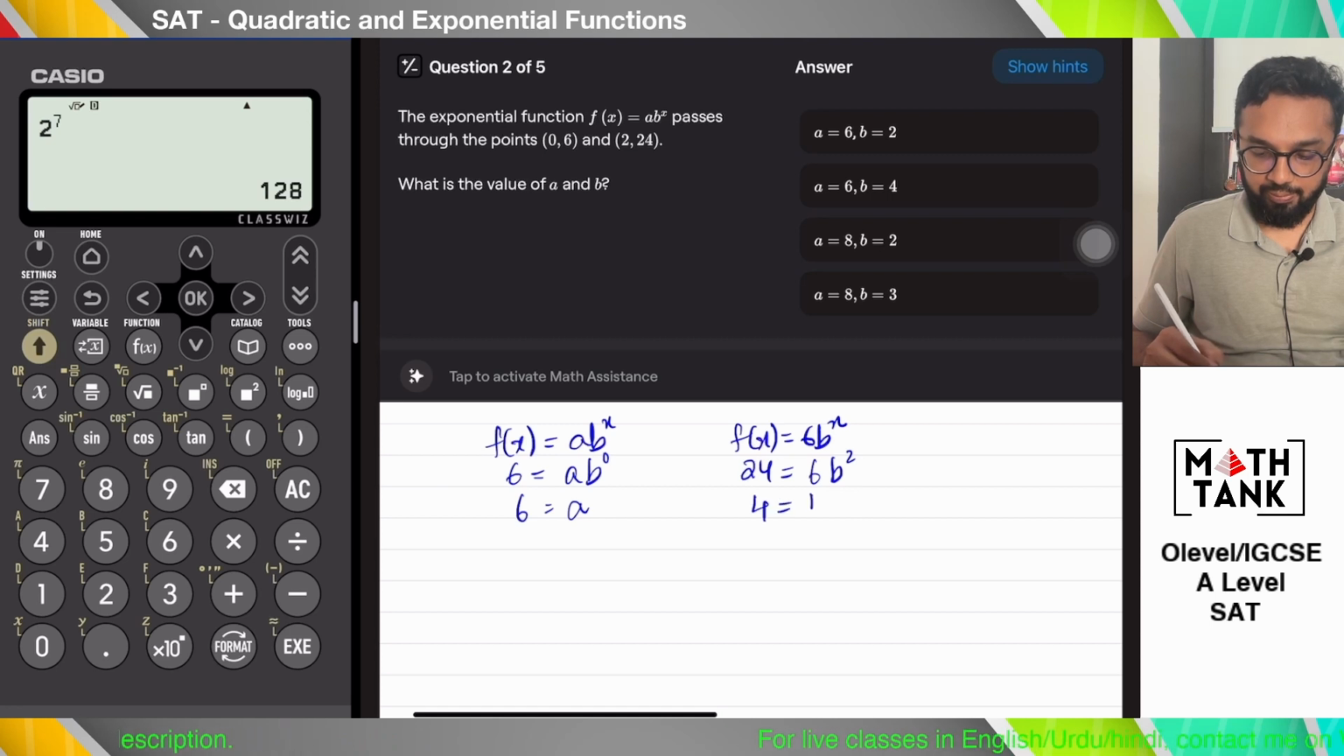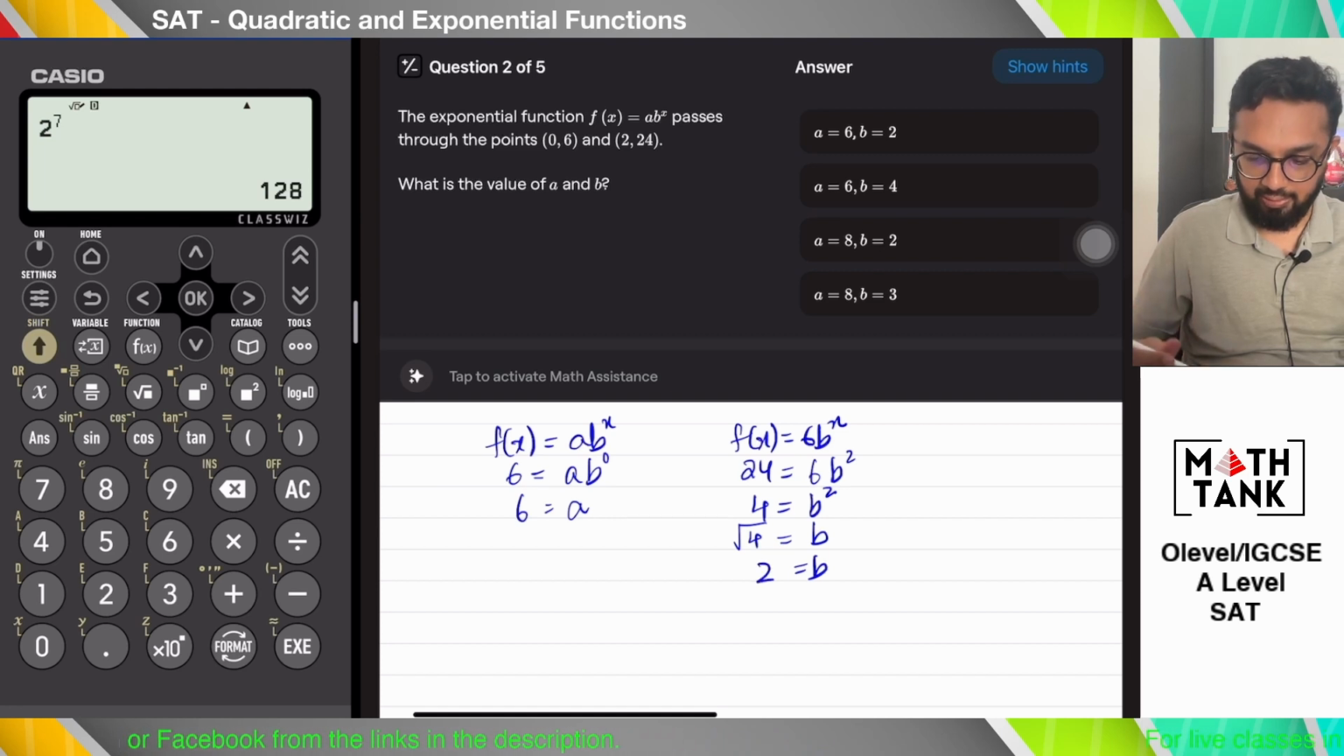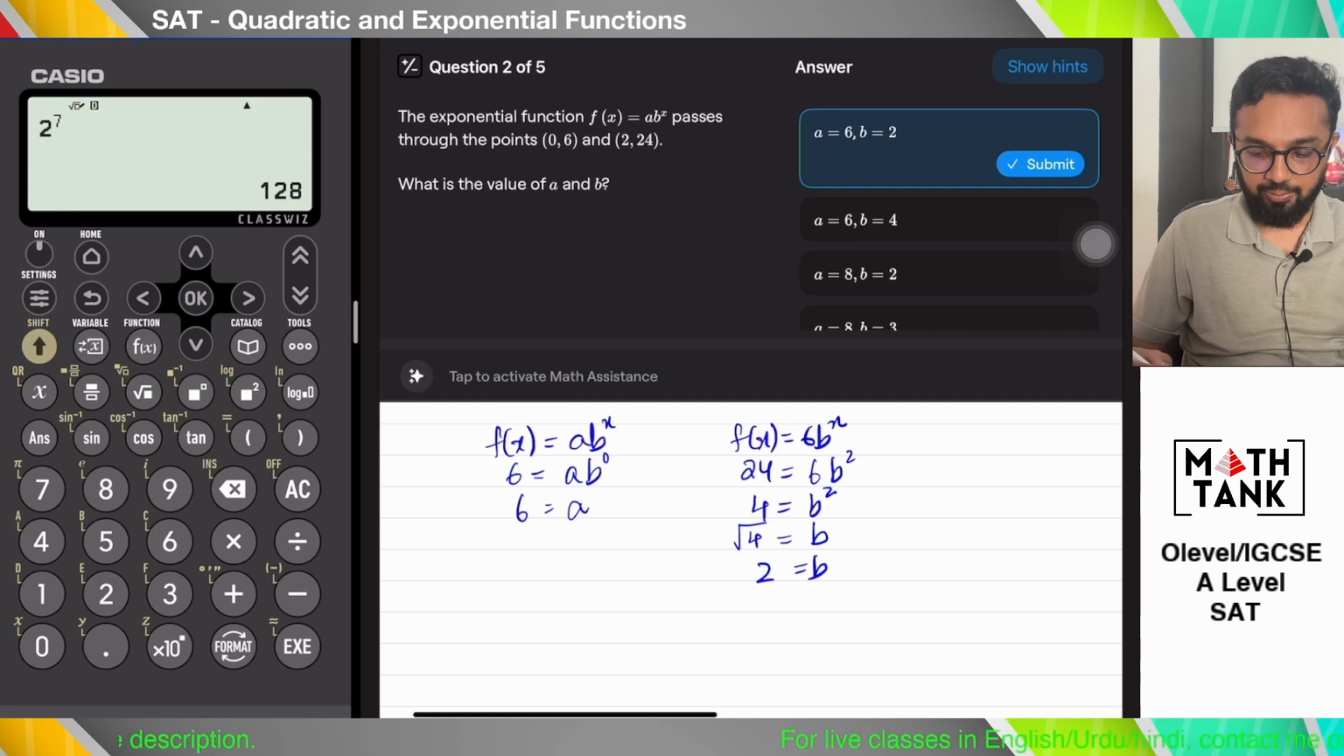So 4 equals b squared, and b should equal the square root of 4. I'm just going to take the positive square root, because I see in the answer options b cannot be a negative number. So a is 6 and b is 2.